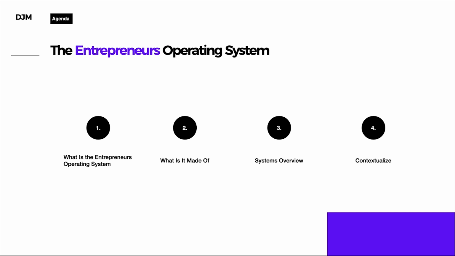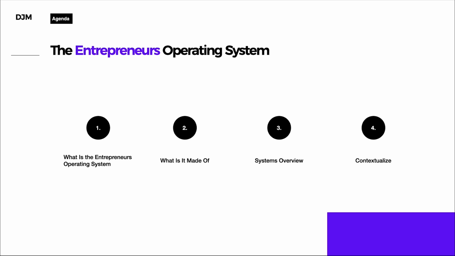What's going really well? And how can I move on to the next step and get better at what I do? Then we're going to go over what it is made of, which will just be each part of the system. Then we're going to go over each one of the parts of the system and the system's overview, and then we're going to contextualize this for you as a jeweler and your business.